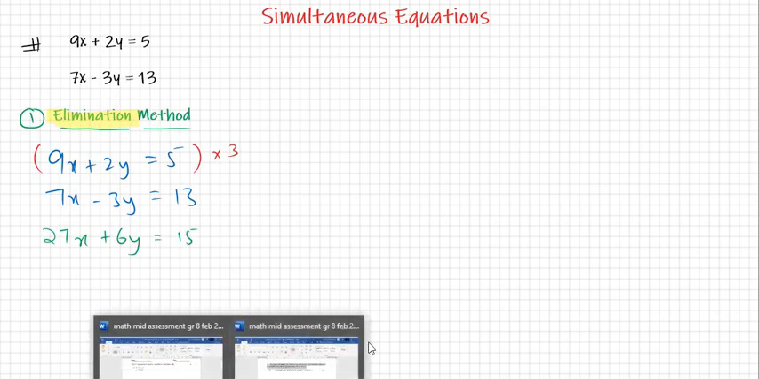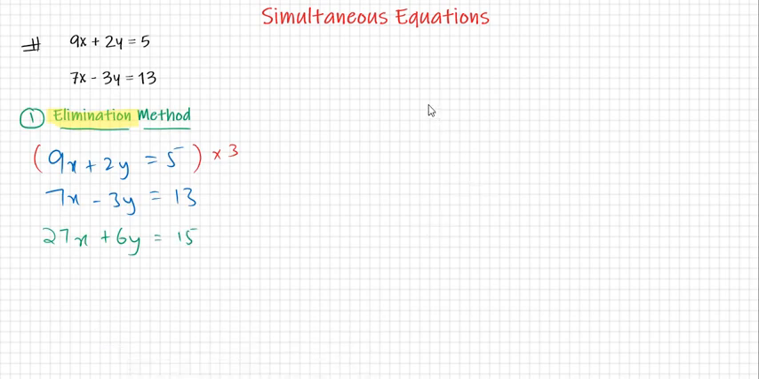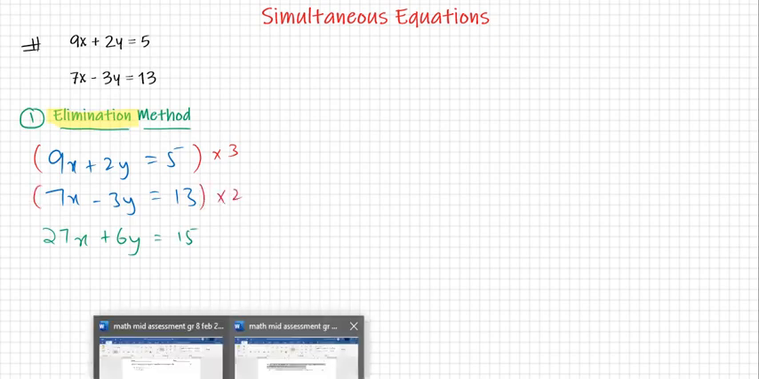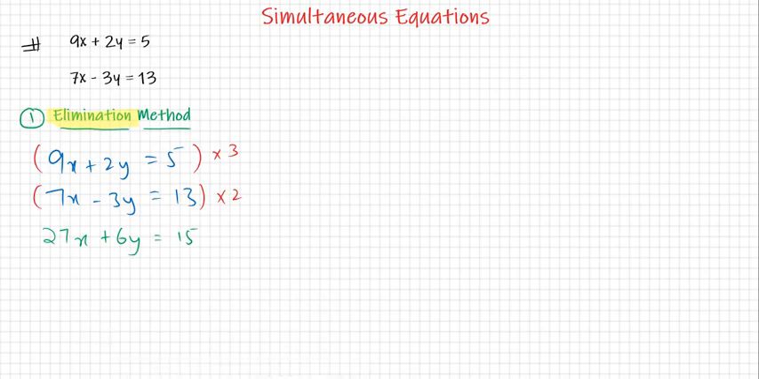Similarly, we can multiply the equation at the bottom by 2. Now, when I multiply this by 2, 2 multiplied by 7x will become 14x, 2 threes are 6y, and 2 times 13 is 26.